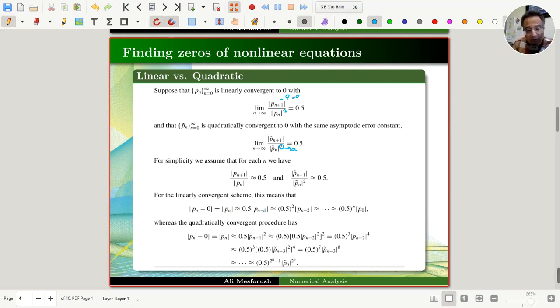And we repeat this process for Pn-1. In fact, we know the absolute value of Pn-1 is approximately half times Pn-2. So we get half squared times the absolute value of Pn-2, and if we repeat in the same way, finally we get the absolute value of Pn approximately equal to half to the power of n times the absolute value of P0. This is for linear convergence.